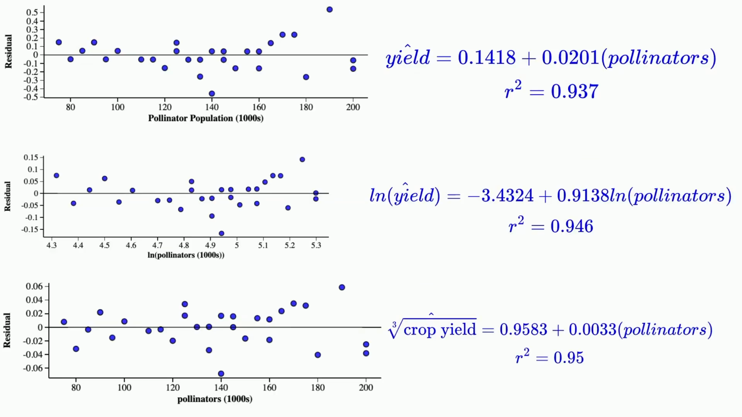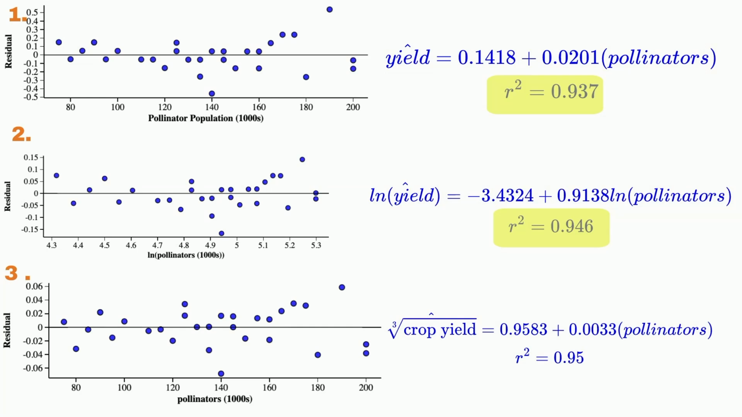Here's where it gets interesting. We could perform a transformation of the data and see what the model suggests. In this second example, we took the natural log of both the pollinator data and the crop yield data and ran the LSRL again on this transformed data. This model did a little bit better than our original. There is a little bit less pattern left in the residual plot, and the r squared is a little bit higher.